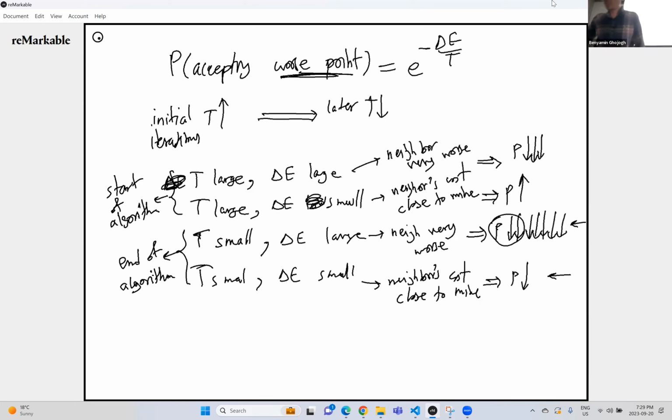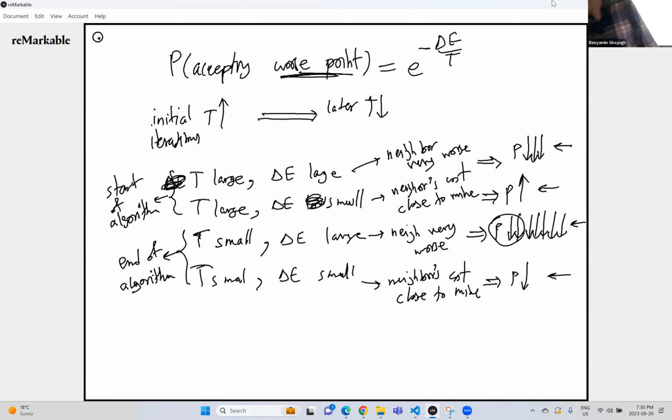I don't explore much. Here, I'm at the start of the algorithm, T is large, and my neighbor is almost good, a bit worse than me. Of course, the probability is high, maybe close to 1. Here, I'm at the start of the algorithm, but my neighbor is very worse. So still, the probability is low. Did you understand completely how simulated annealing works using these 4 subcases? Okay.